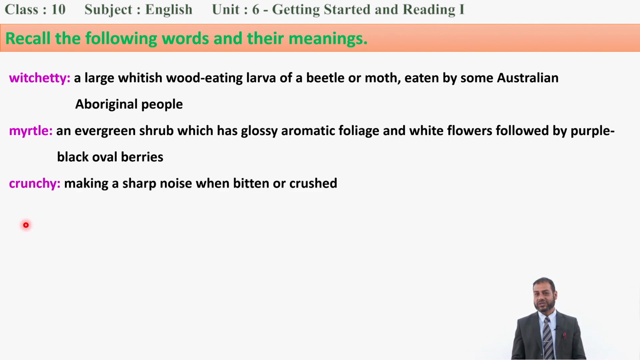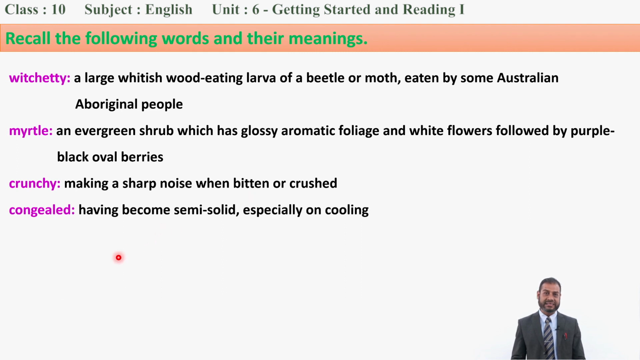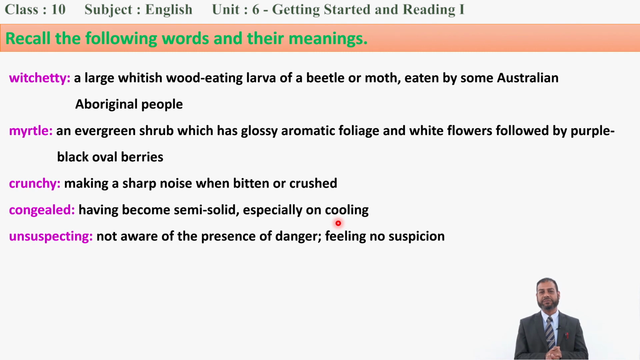Next we have is crunchy. This word is, I think, very much familiar to you. So making a sharp noise when bitten or crushed. If you eat something and while chewing, if that produces a kind of sound while eating that food, that is crunchy. Next word, what is it? Yes, it is congealed, and it means having become semi-solid, especially on cooling, okay? Now next one we have is unsuspecting. So what does it mean? Yes, it is given here, not aware of the presence of danger, feeling no suspicion, okay?